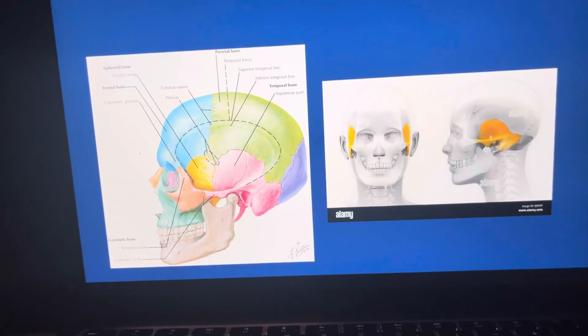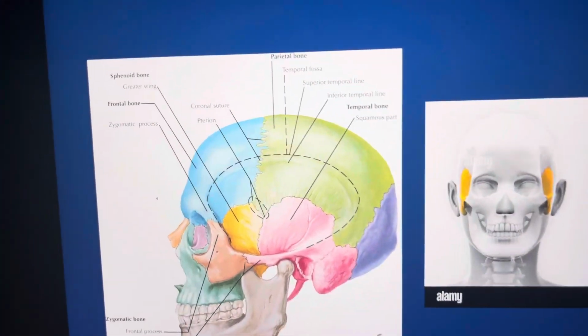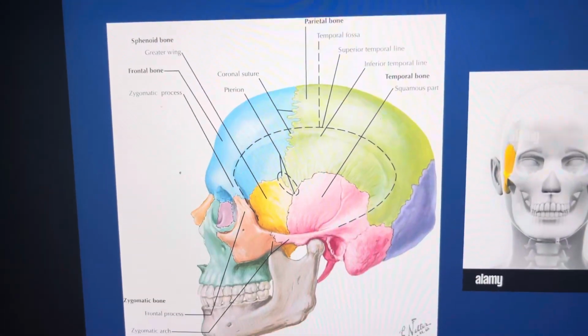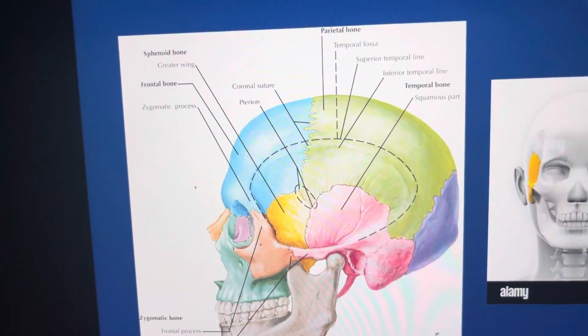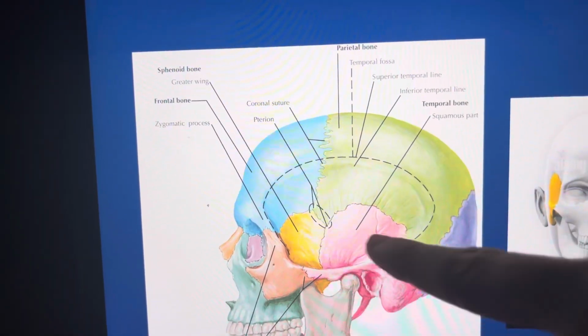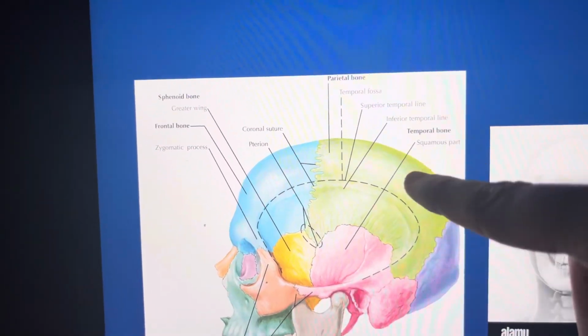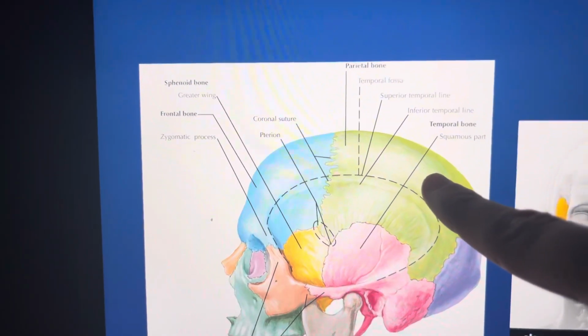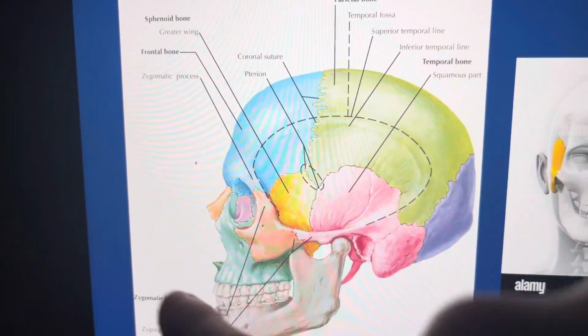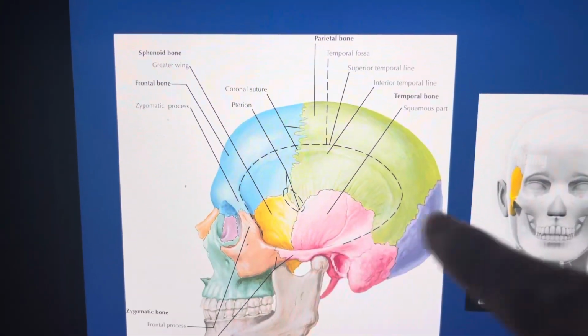So here's just two more diagrams. This shows more of the anatomy of the skull. It shows our temporal bone, which is right here, our occipital, our parietal, and it shows more of these other structures that all relate to each other.